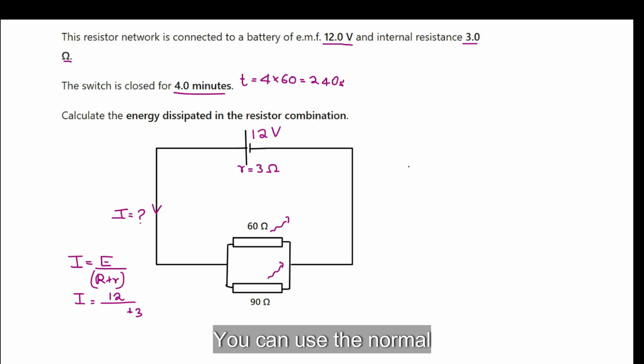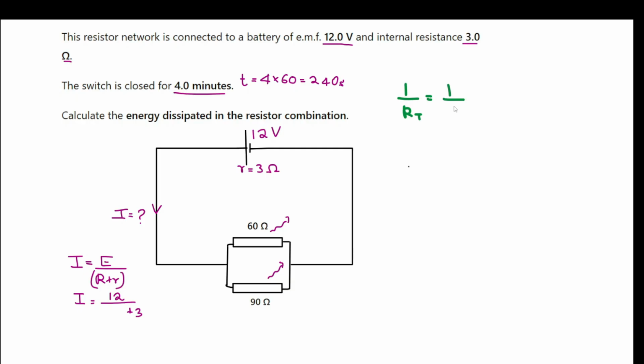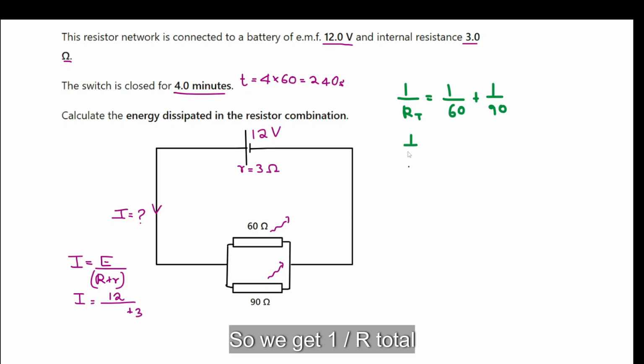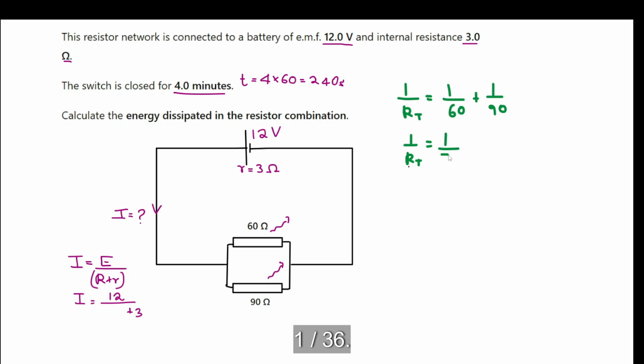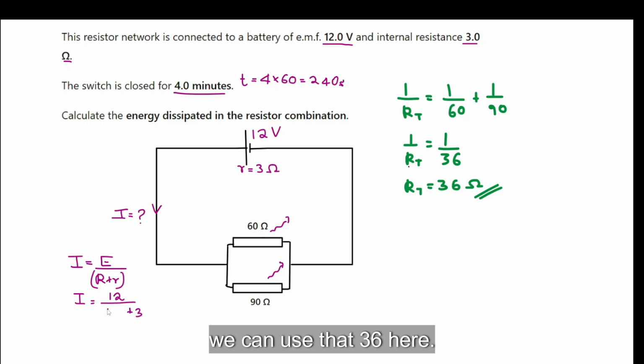You can use the normal 1 over R total method. So 1 over R total is 1 over 60 plus 1 over 90. So we get 1 over R total is equal to 1 over 36. So we know R total here is 36 ohms. Okay. So we can use that 36 here.